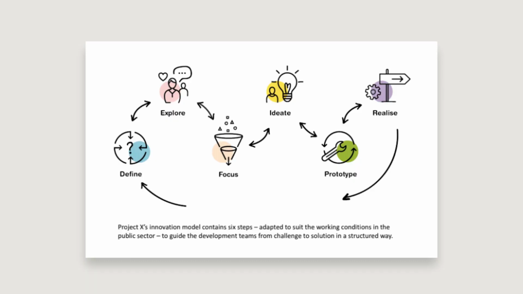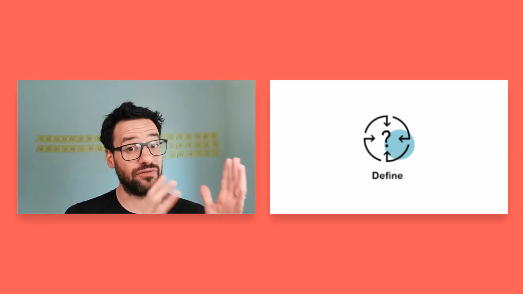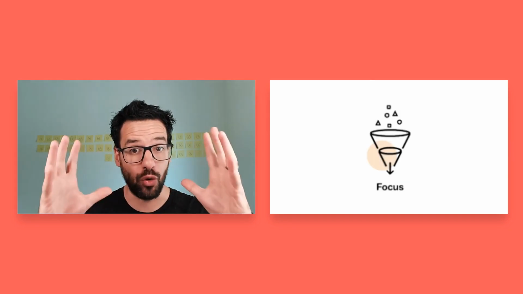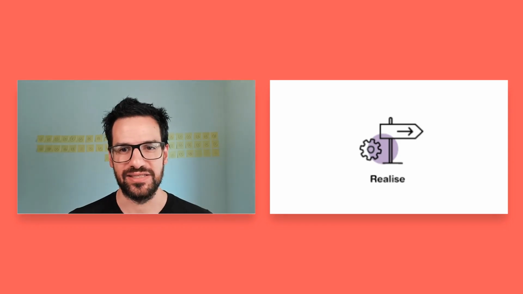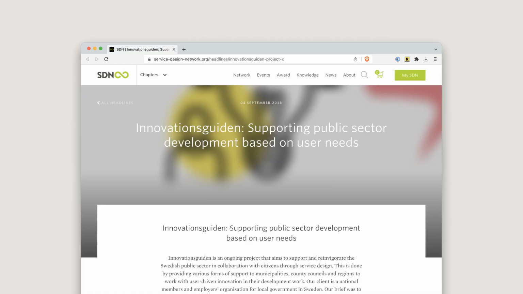In Sweden, there is the Project X innovation model by Innovationsguiden. The process is made of 6 building blocks that can loop together. The building blocks are define, explore, focus, ideate, prototype, realize. There is a pretty good case study on the Service Design Network website that goes more in depth about it.